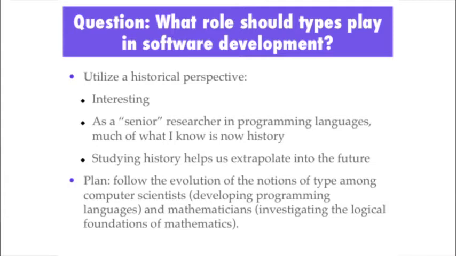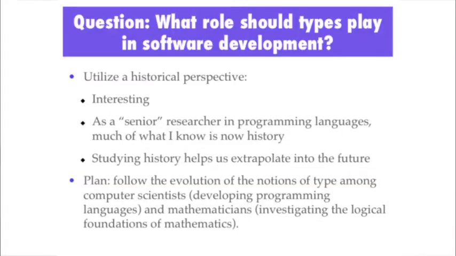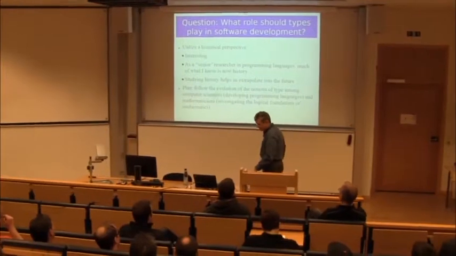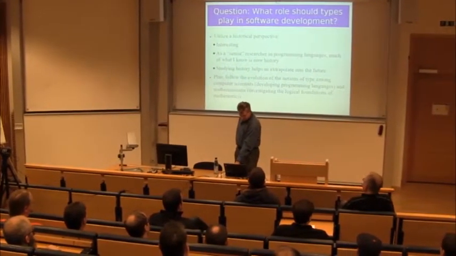Secondly, as what I would now characterize as a senior researcher in the field, an awful lot of what I know is probably now history as opposed to the latest thing. And I also believe that studying history helps us understand how the field is evolving and may give us a little insight on how to extrapolate what may happen in the future, which I will do toward the end of the talk. In terms of a detailed plan, I'm going to try and follow the evolution of the notion of type, both among computer scientists and, to a lesser extent, because I'm a computer scientist rather than a mathematician, among mathematicians interested in the logical foundations of mathematics.